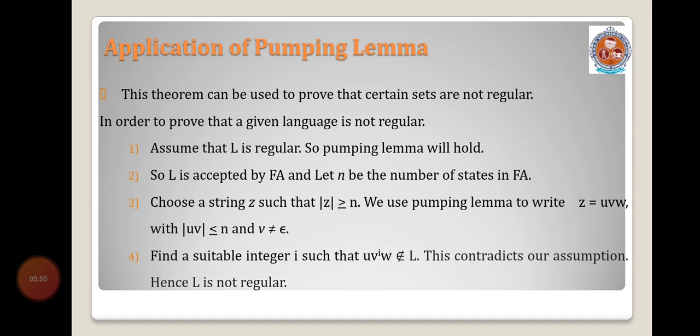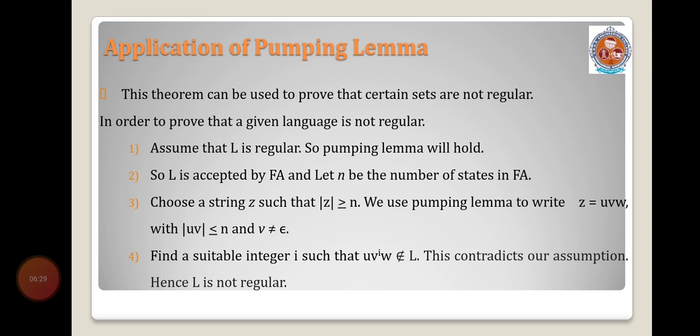Now coming to the applications of pumping lemma, it can be used to prove that some languages are not regular. In order to prove a language is not regular, first we assume that such a language L is regular, so the pumping lemma will hold. Now the language L is accepted by a finite automaton with n states. We choose a string z such that mod z is greater than or equal to n. By the pumping lemma, we can divide z into three parts uvw with two conditions: mod v greater than 0, that is v not equal to epsilon, and mod uv less than or equal to n.